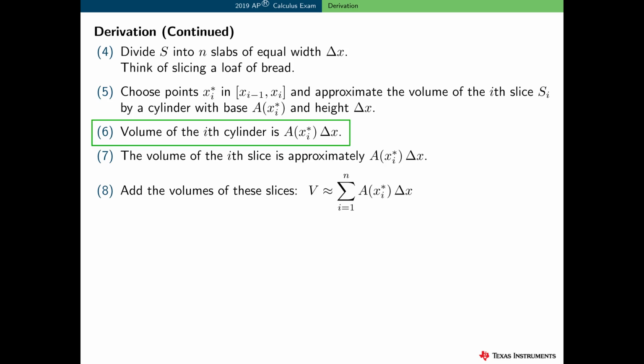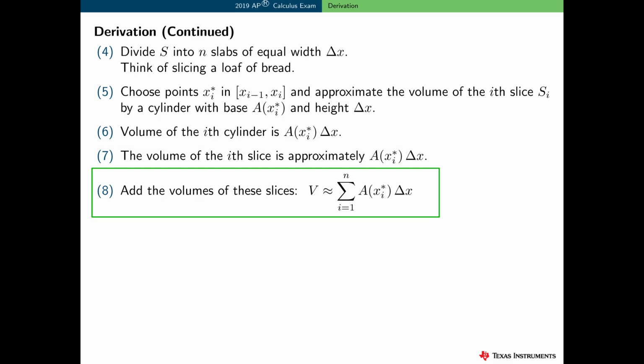Well, we know the volume of this cylinder. It's the area of the base times the height. So the volume of the ith cylinder is A of x sub i star times delta x. And therefore the volume of the ith slice of the solid is approximately this value. So we can add the volume of all the slices and approximate the volume of the solid S by this sum. This approximation certainly seems to become better and better as n increases without bound, or as n goes off to infinity. Think of the slices or the cross-sections or the slabs as becoming thinner and thinner.